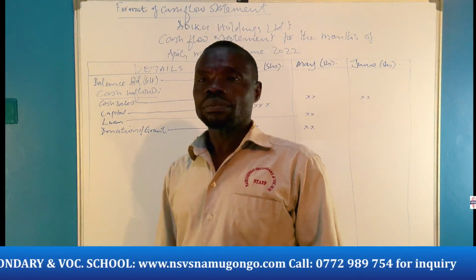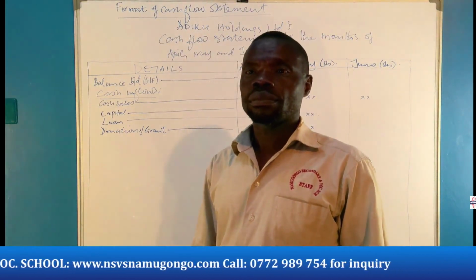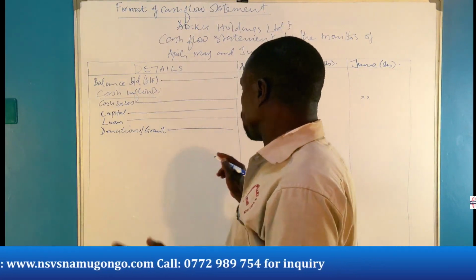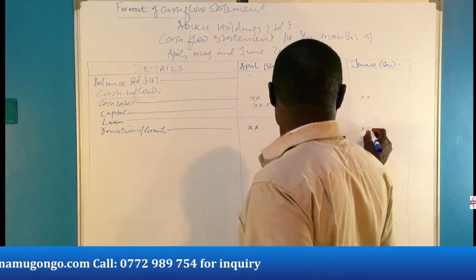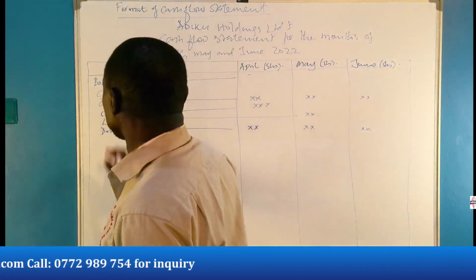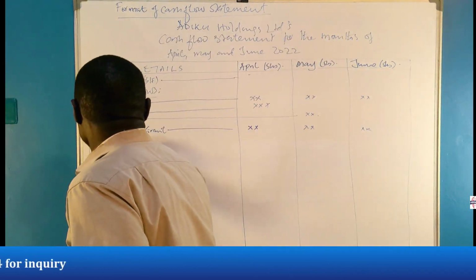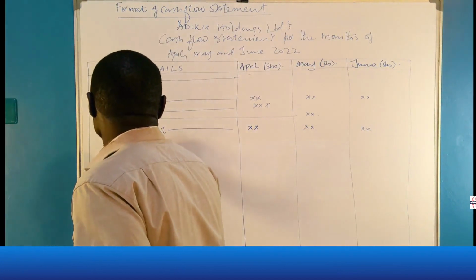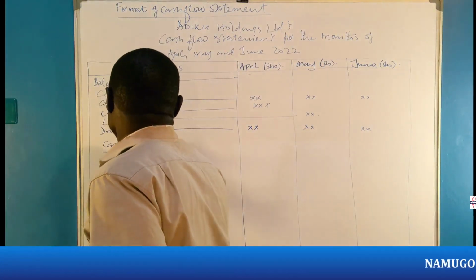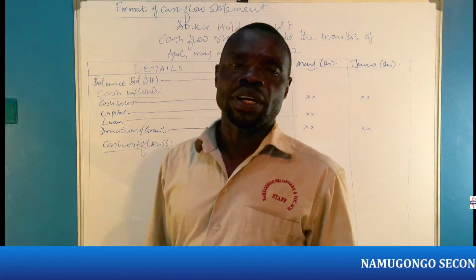So in this case, I feel we will have an increment. So now these ones are enough for cash inflows. We have cash outflows. Cash outflows. What are the components of cash outflows?